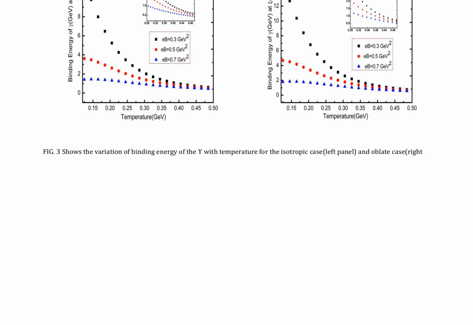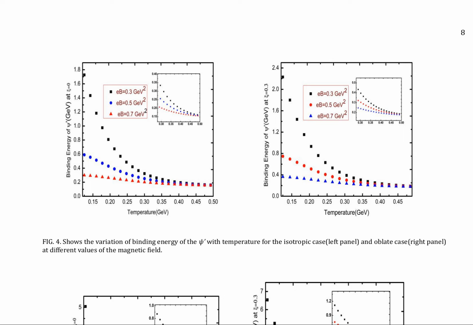Figure 3 illustrates the binding energy of the upsilon as a function of temperature for isotropic and oblate scenarios, also at different magnetic field strengths. Similar to the J/psi, the binding energy decreases with increasing temperature in both cases. However, the oblate case shows a more significant reduction in binding energy compared to the isotropic case, indicating that the upsilon is also affected by the magnetic field and temperature, with the oblate case being more sensitive.